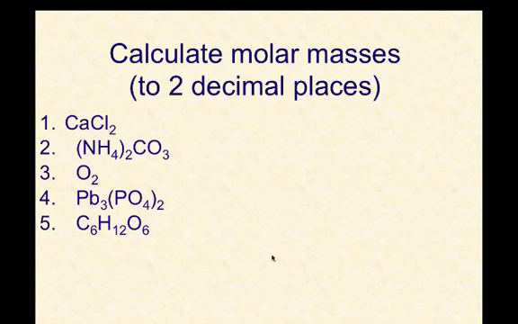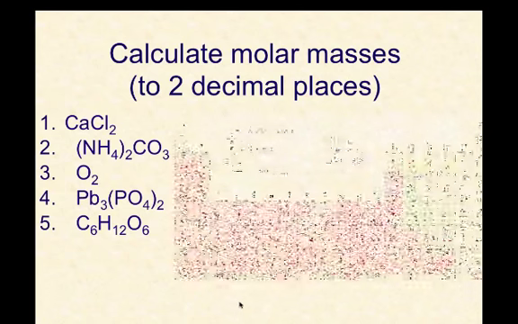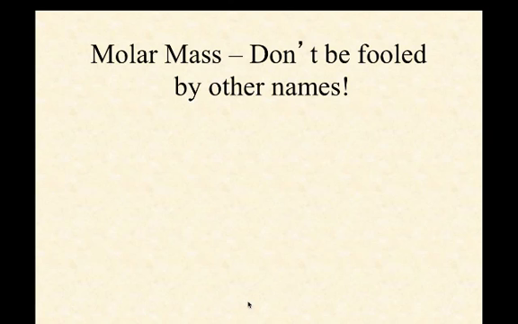So we have calcium chloride, ammonium carbonate, oxygen, lead 2 phosphate, and then C6H12O6 is glucose, right? From photosynthesis, that's that same stuff. I want you to do the molar masses to 2 decimal places for all of these 5 substances. I know you can do it. I'm going to do some harder ones.